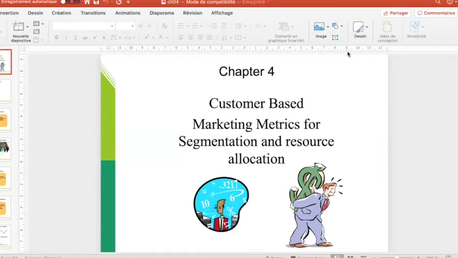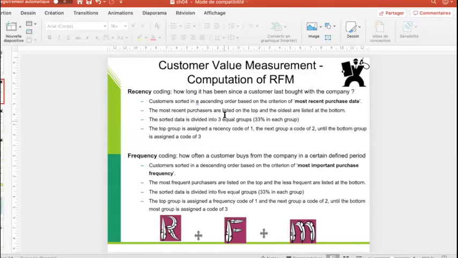Chapter 4, we will now talk about the customer-based market matrix based on transactional data, which comes from customer RFM, that is recency, frequency, and monetary amount. And it's an indicator about customer value. So you will code individual customers in the following way. Look at the three variables in your customer database.